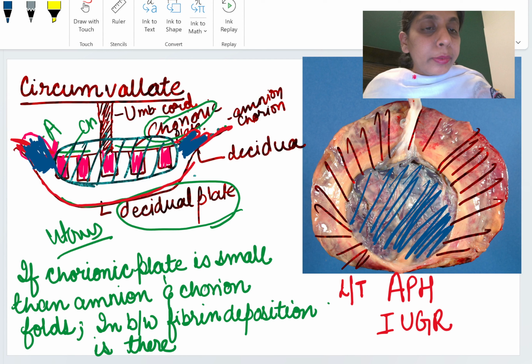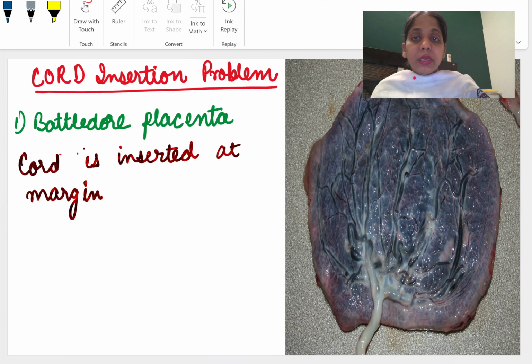Next is Battledore placenta. What is Battledore placenta? So usually if this is the placenta, then the umbilical cord inserts in the center, but in the Battledore placenta, as you can see here, it is inserting here in the periphery. Okay, so the cord is inserted at the margin rather than inserting here in the center. The cord gets inserted in the margin. Okay, so that is about the Battledore placenta.